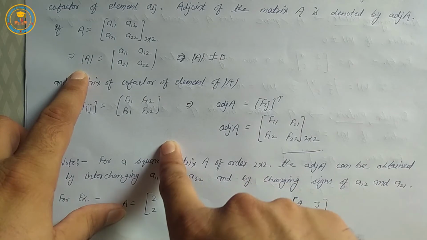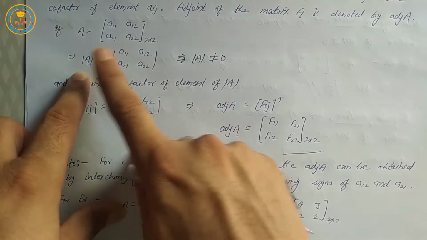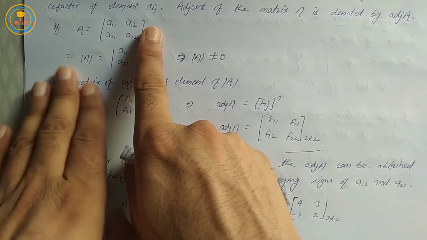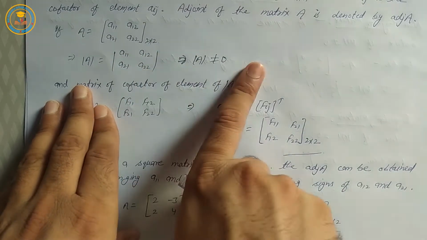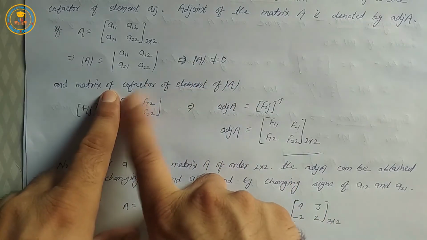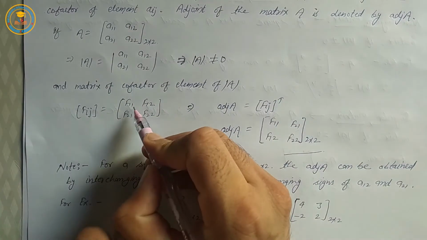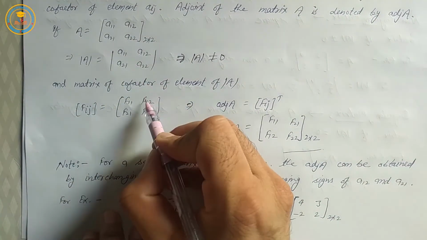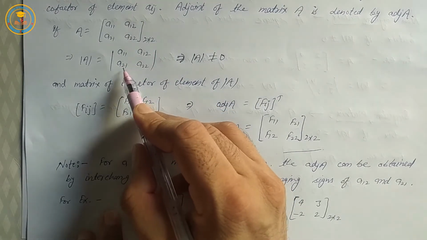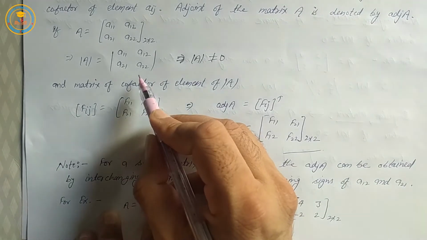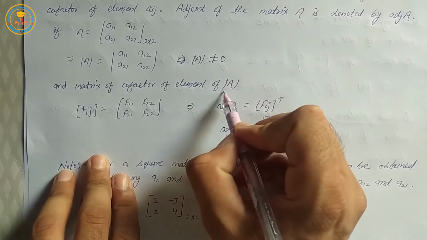Working rule for adjoint A. Matrix A is equal to something. So determinant A equals |A11 A12; A21 A22|. And the matrix of cofactors of the elements of determinant A: F11 is the cofactor of element A11, F12 cofactor of element A12, F21 cofactor of element A21, F22 cofactor of element A22.